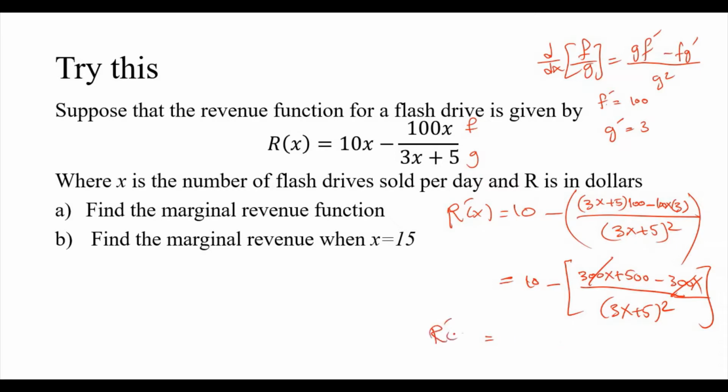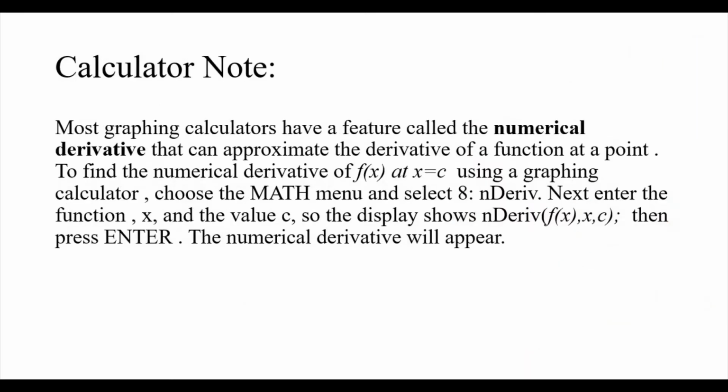So r prime of x is equal to 10 minus 500 over (3x plus 5) all squared, and that is the marginal revenue function. Now we're going to find the marginal revenue function when x is equal to 15. You're going to remove x and replace that with 15 and find the answer. The interpretation is the prediction of selling the 16th flash drive is going to be whatever the answer to r prime of 15 is.